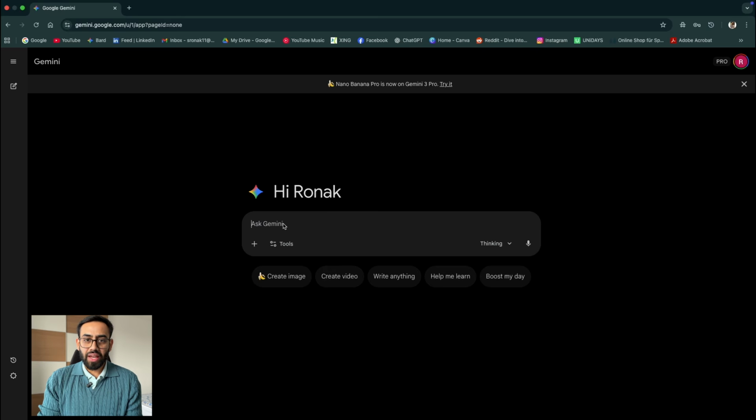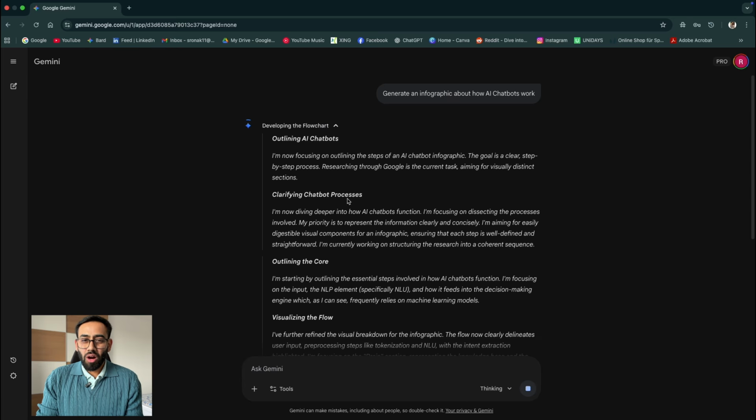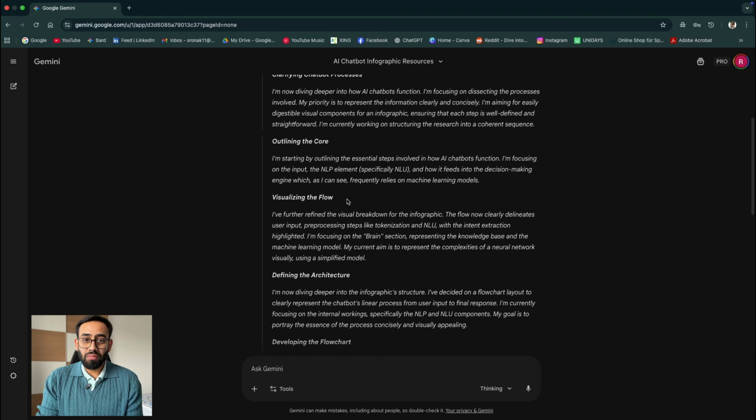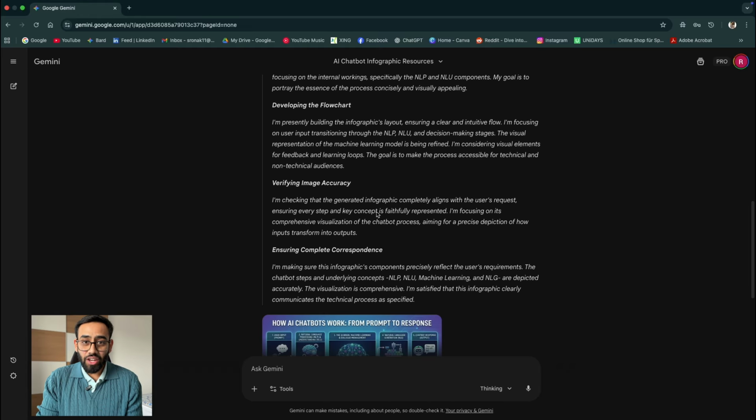For my next use case, I asked the AI model to generate an infographic about how AI chatbots work. This use case is especially beneficial for people in marketing, advertising agencies, or even for professors and teachers, where they want to explain a tough, complicated concept in easier language. AI chatbot is a pretty complex topic, but you see that with the thinking process, it understood that we have to talk about natural language processing. And there you have the image.